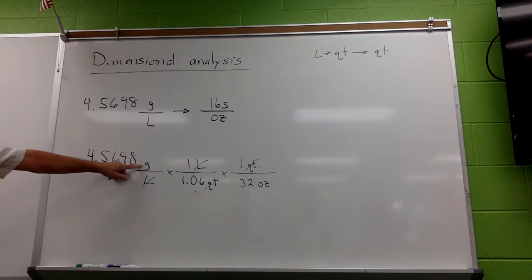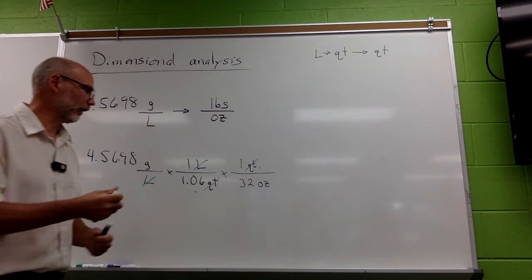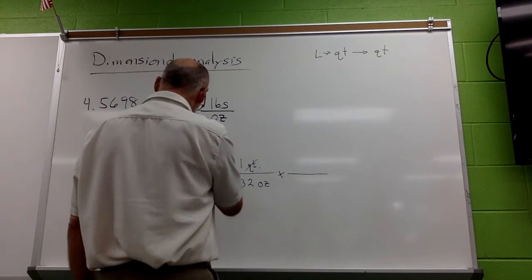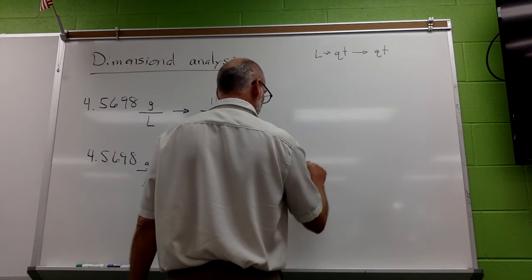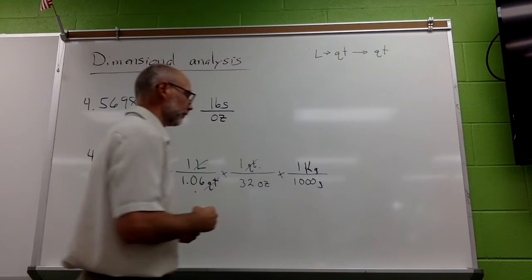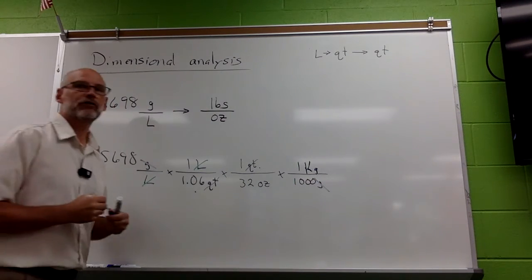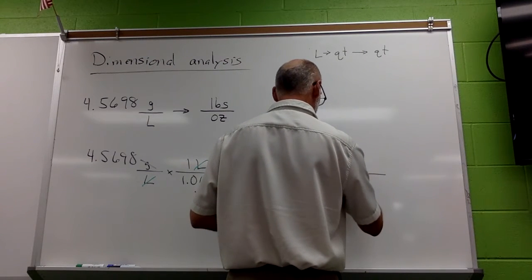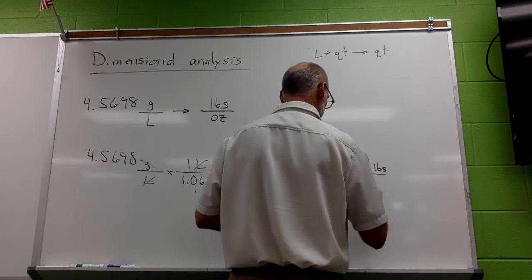But now we have to get our grams to pounds. I'm going to go a different way this time than we did last time, because again, different people are going to remember different things. I'm going to go to 1,000 grams for every 1 kilogram. My grams cancel. And then from kilograms, I'm going to go to pounds. There are 2.205 pounds for every 1 kilogram.